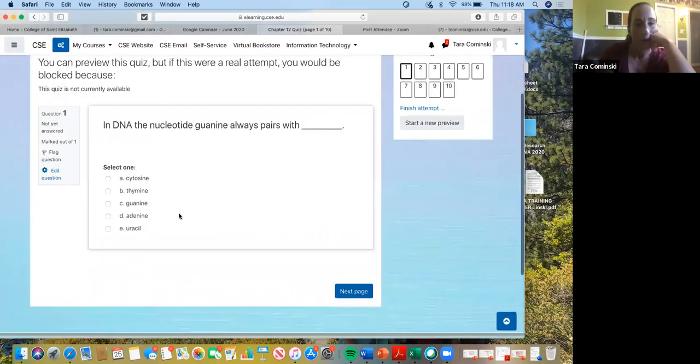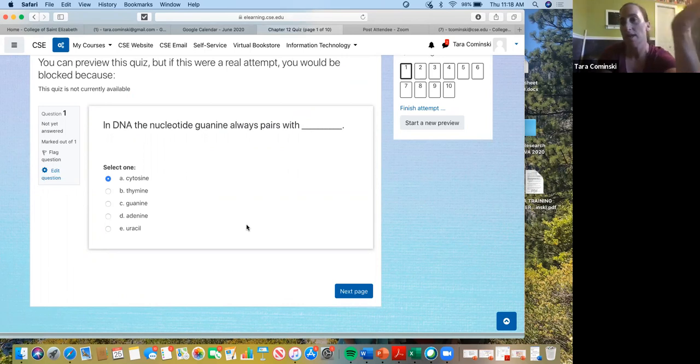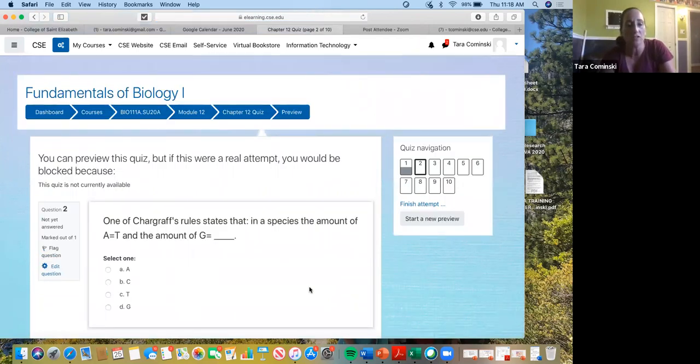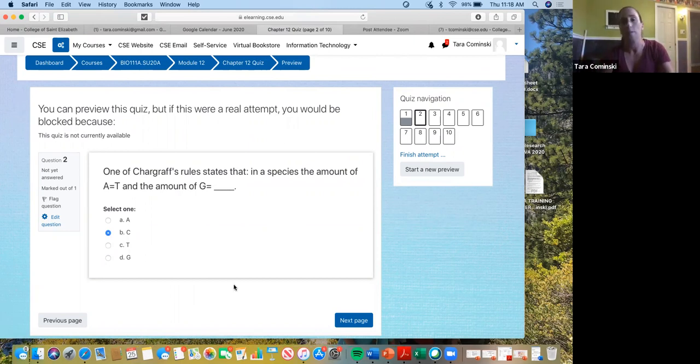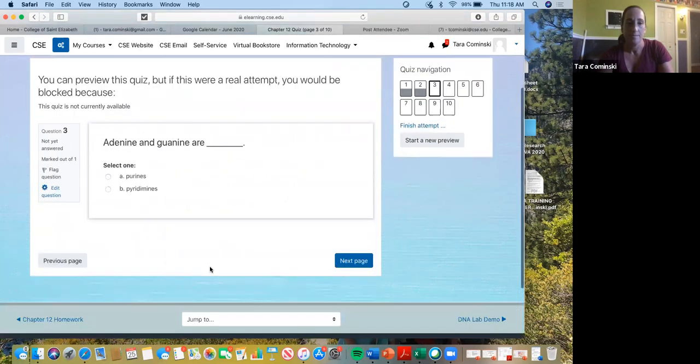Okay, in DNA, the nucleotide guanine always pairs with cytosine, right? G with C, A with T. Remember that in RNA, you do not have thymine, right? You have uracil, okay? All right, one of Chargaff's rules states that in a species, the amount of A equals T and the amount of G equals C. Again, because of complementary base pairing.